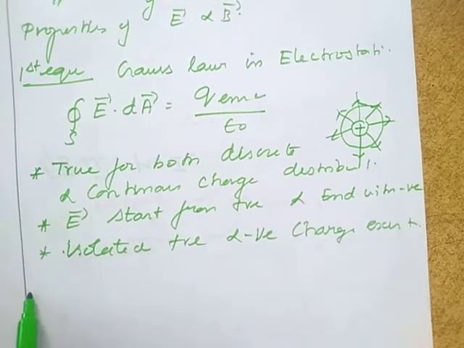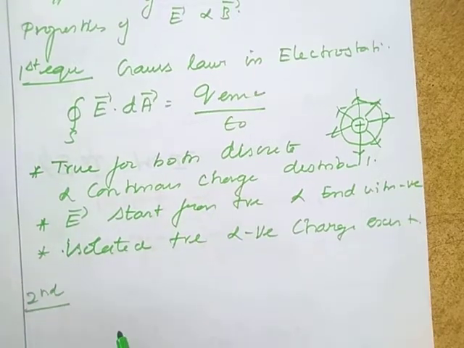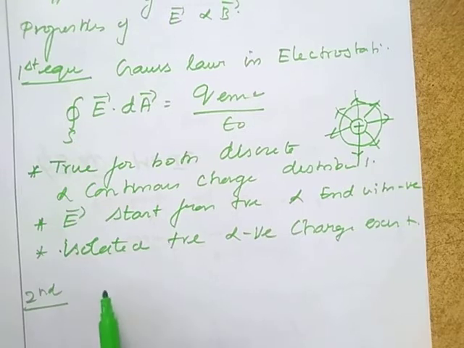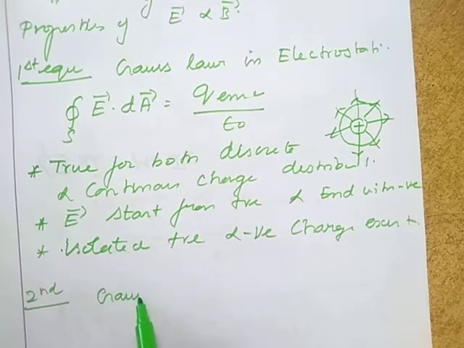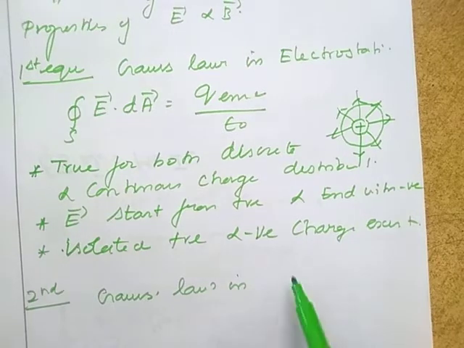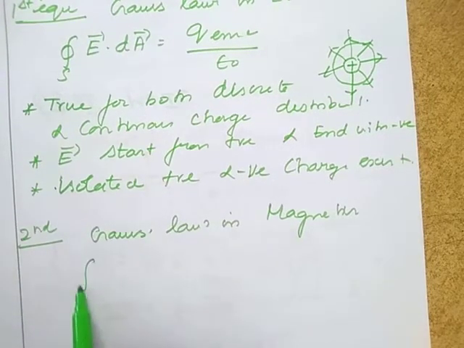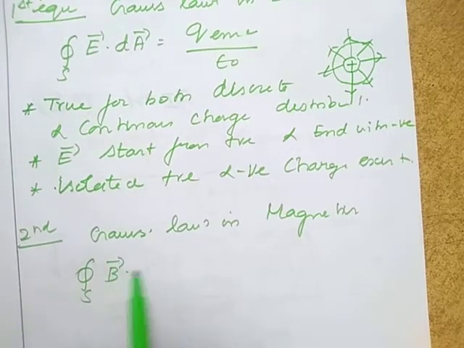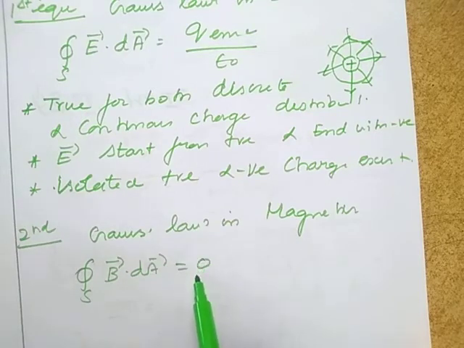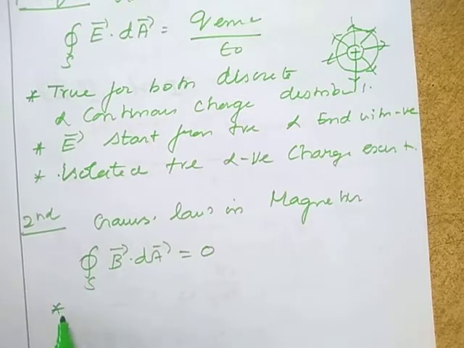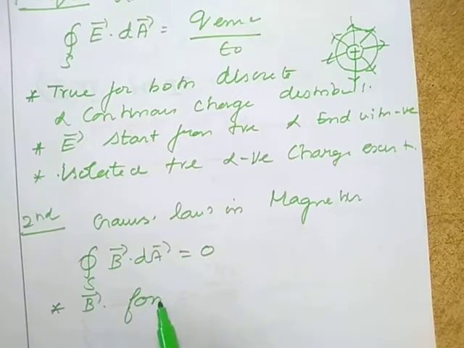Then the second equation, similar to Gauss law in electrostatics, we can state as Gauss law in magnetism. This is mathematically written as closed integral of B vector dot dA vector is equal to 0. This law states the surface integral of B vector over the closed surface is 0. So this law implies that the magnetic field lines form closed paths.